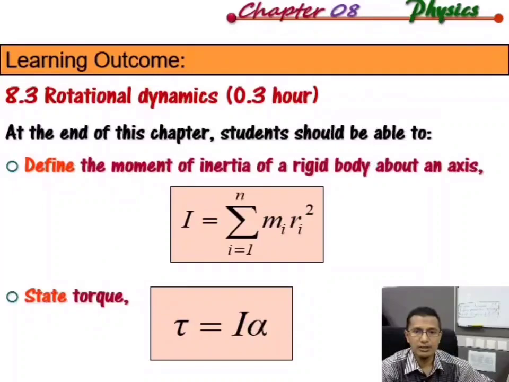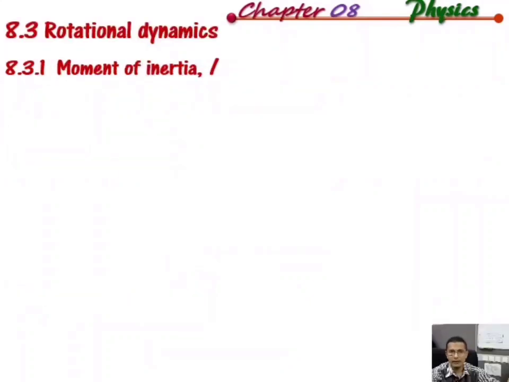Will be 8.3 rotational dynamics. So in this subtopic, we are going to look at the definition of the moment of inertia, where the symbol is I, and then this is the equation for moment of inertia of a rigid body. After that, we state the torque equal to I alpha, where I is the moment of inertia and alpha is the angular acceleration.